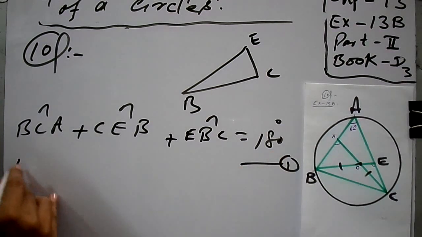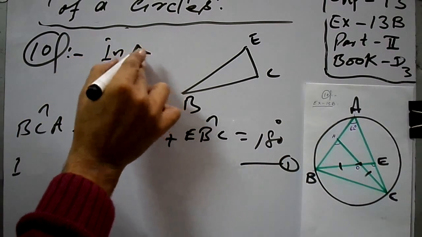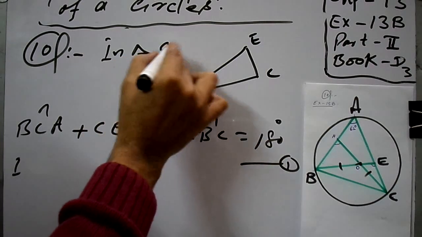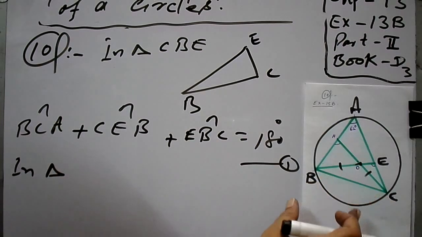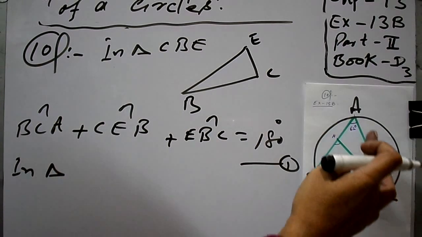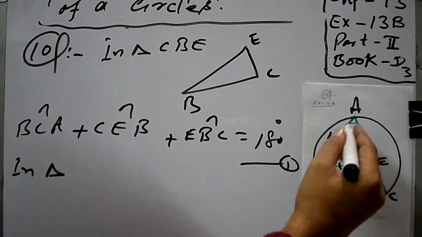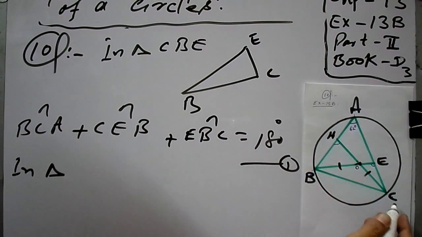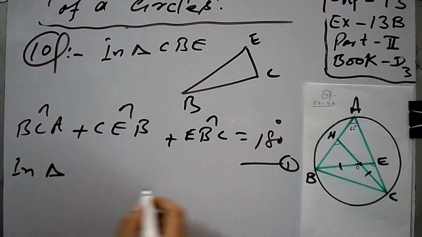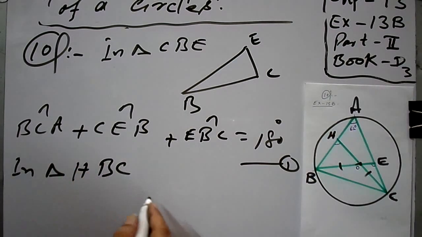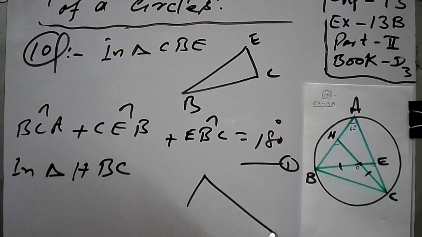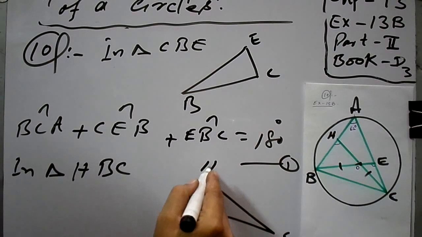Similarly, in triangle CBE. Now in another triangle, you can see that is H, B and C. So cut the piece of this triangle, that is triangle HBC.